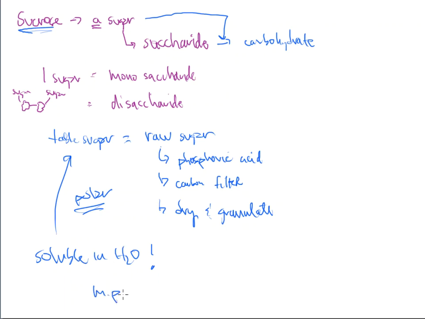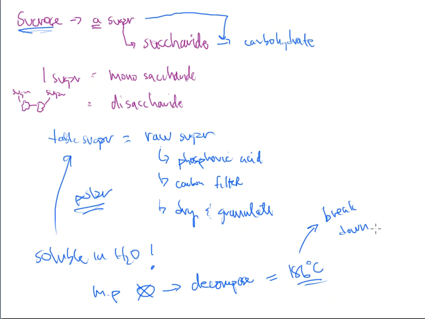The melting point of sucrose, I'm going to say not available, because when you look at this in a chemical reference book, you're going to see the word decompose. And the decompose temperature for sugar, or table sugar, sucrose, is 186 degrees. That means when I reach 186, this thing will break down and it will completely change its chemical formula. It will not be sucrose anymore.